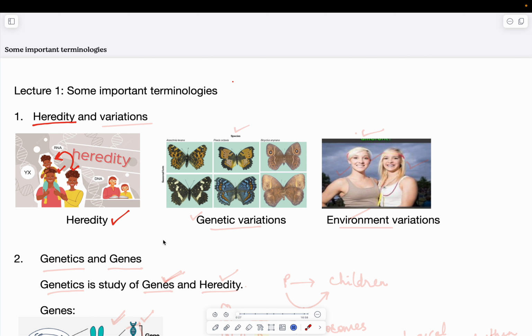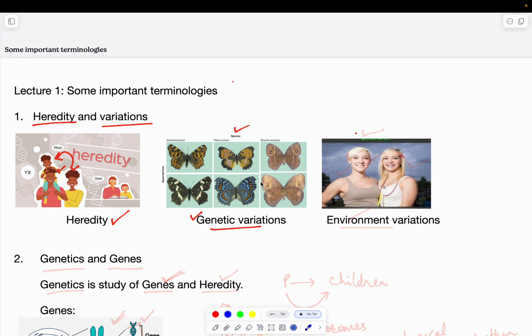The second important terminology here is variations. If you look at this picture, you can see the differences among these organisms, right? And in the second picture again you can see the differences among these girls, right? These differences are known as variations. If you look at this picture and assume that all these butterflies live in the same environment, and all the differences are due to the type of genes they have inherited, you will call it genetic variation.